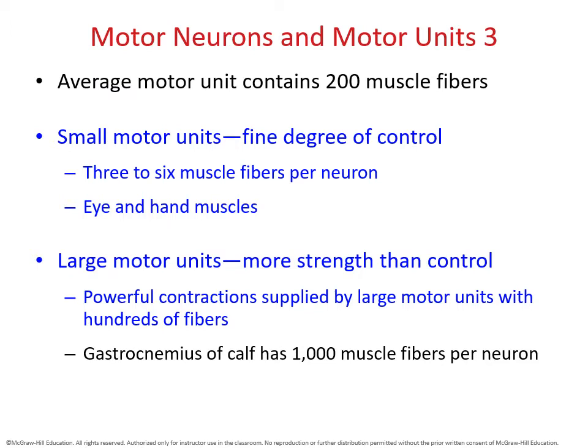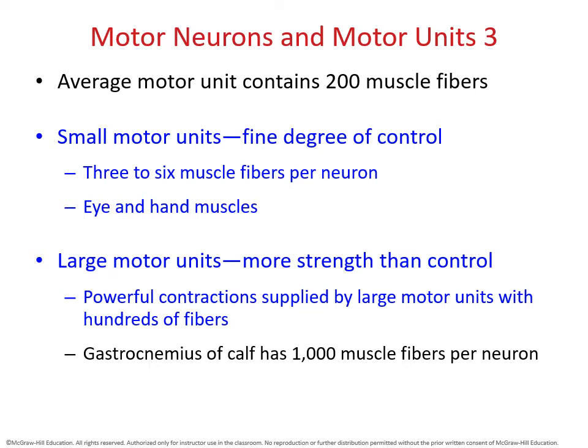There are different setups for our motor units. What that means is that there are different amounts of muscle fibers that each axon can communicate with or interact with. Sometimes they'll have just a small amount of muscle fibers that each neuron will interact with, and sometimes you'll have neurons that will interact with hundreds, if not thousands, of different muscle fibers. What this correlates to is what we call either a small motor unit or a large motor unit.